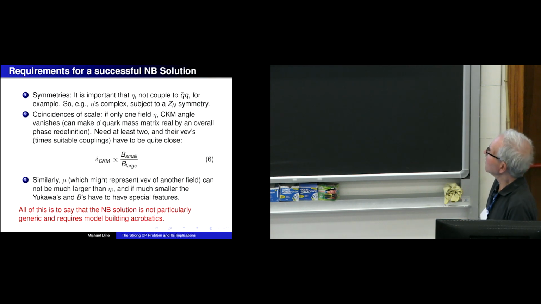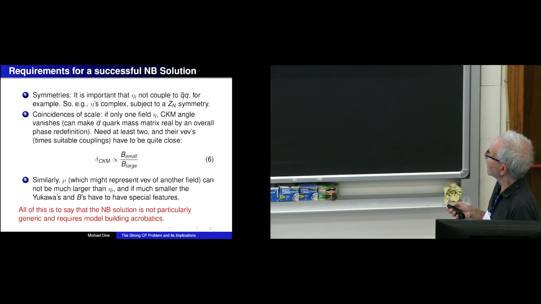Now, there are a number of requirements for this that you have to satisfy for this to work. For example, it's important that this field eta not couple to q-bar. So for example, the etas might be complex subject to a Zn symmetry. You need some coincidences of scale. If there's only one field eta, the CKM angle vanishes. You can make the d quark mass matrix real by an overall phase redefinition. And so you need to have at least two, and their VEVs times suitable couplings have to be quite close.